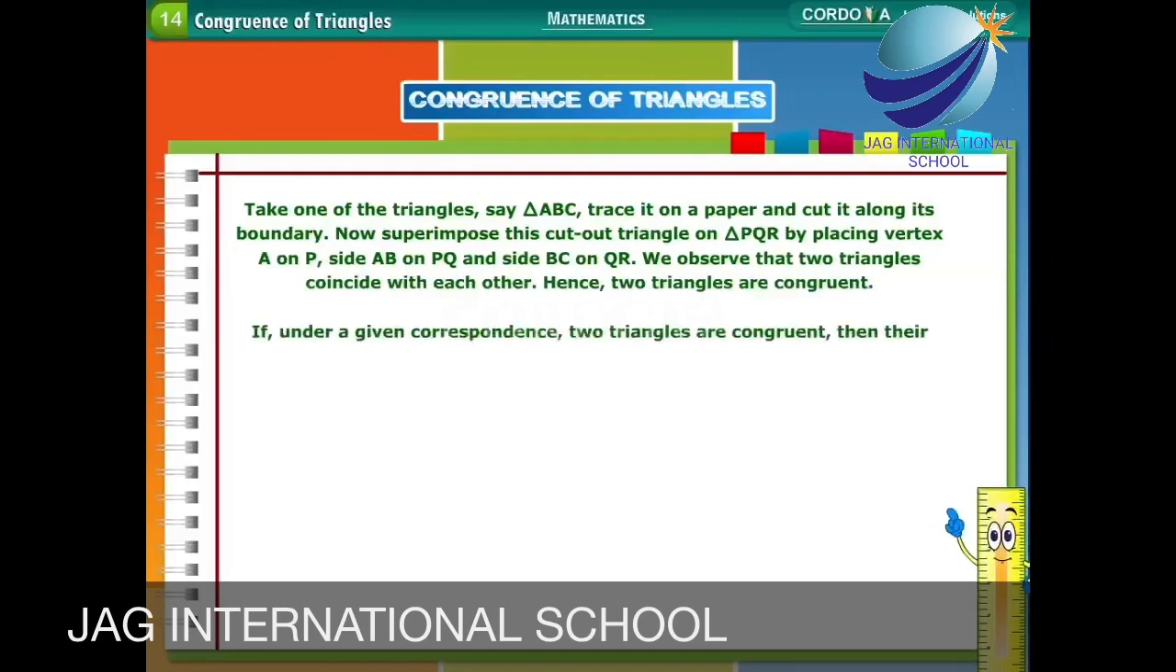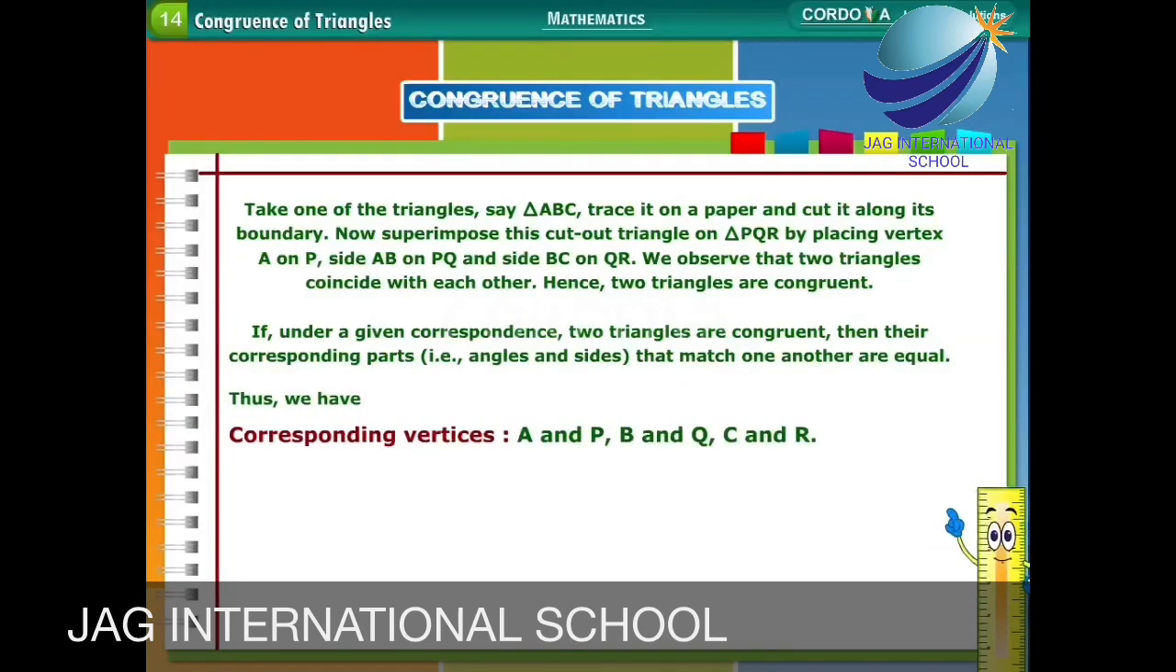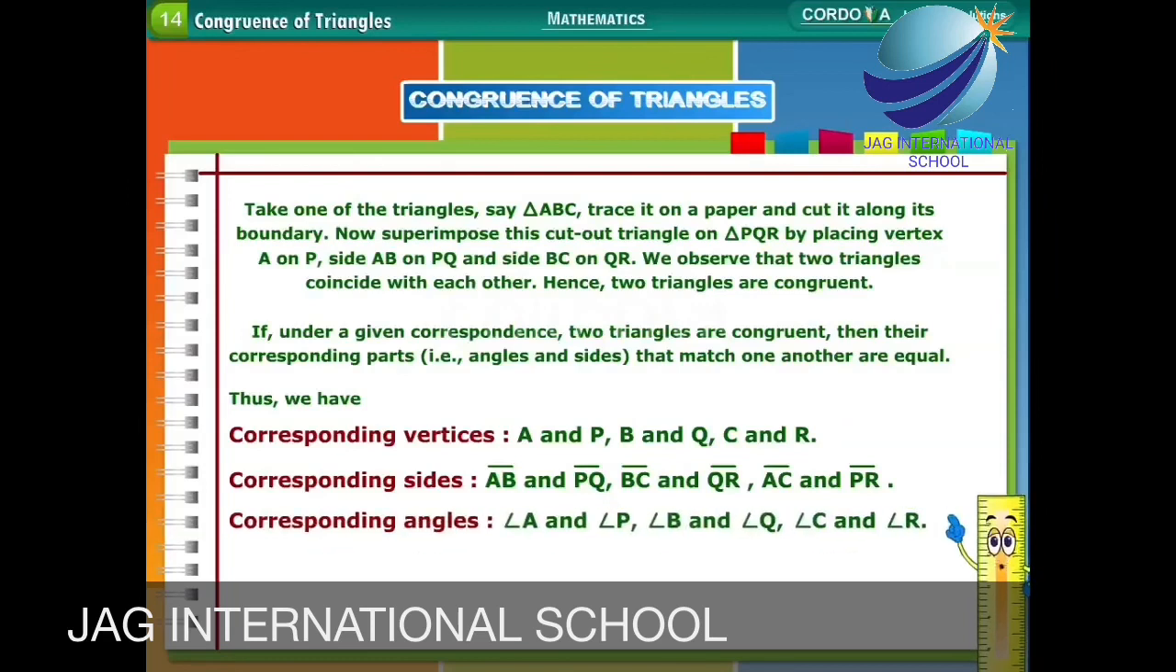If, under a given correspondence, two triangles are congruent, then their corresponding parts, that is, angles and sides, that match one another are equal. Thus we have corresponding vertices A and P, B and Q, C and R, corresponding sides AB and PQ, BC and QR, AC and PR, corresponding angles, angle A and angle P, angle B and angle Q, angle C and angle R.